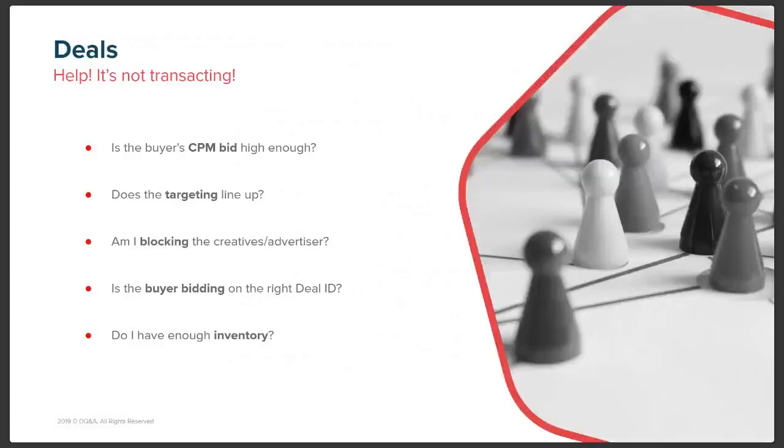Great, thanks, Devin. So we often get these questions with regards to deals. So the first one is the buyer's CPM high enough? So if your deal is not transacting, what are the things that you essentially want to look for? So number one, like I said, is the buyer's CPM bid high enough?